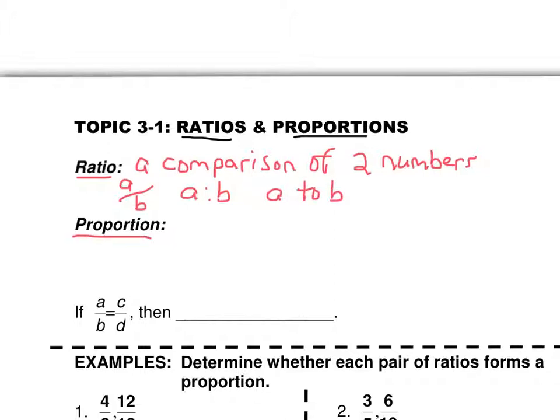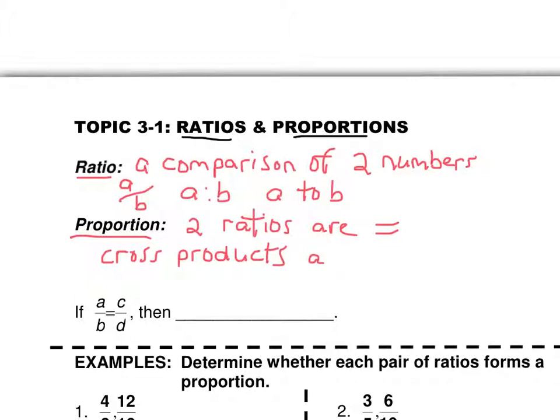A proportion means that two ratios are equal to each other. So a proportion means that two ratios are equal. That means if two ratios are equal, then their cross products are equal. And that's important when we solve proportions. So the cross products of the ratios are also equal.